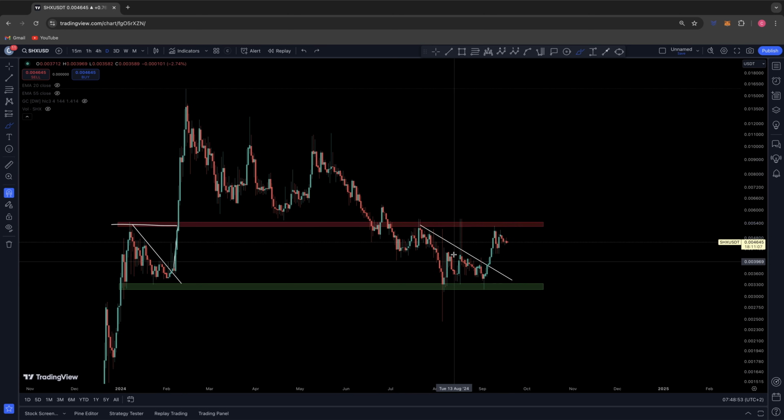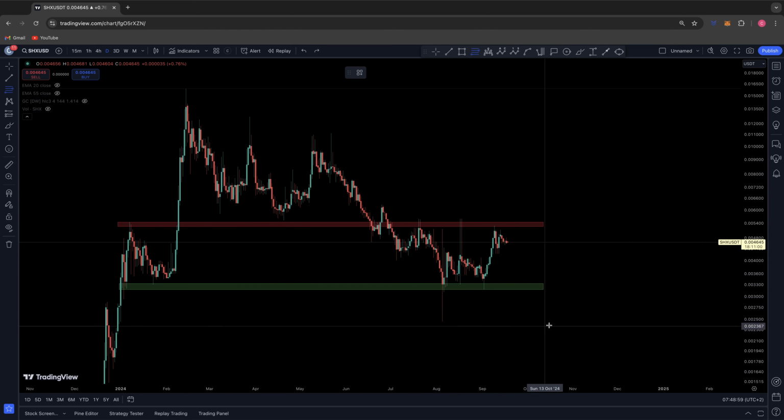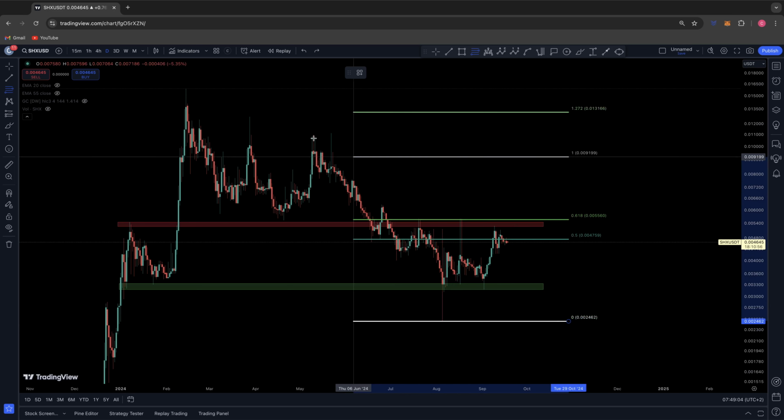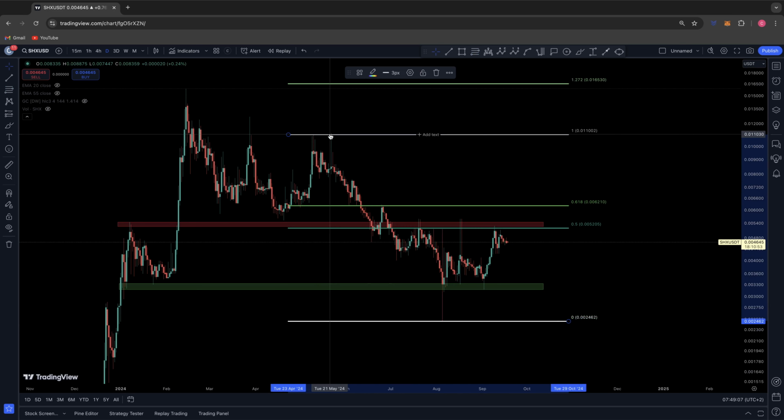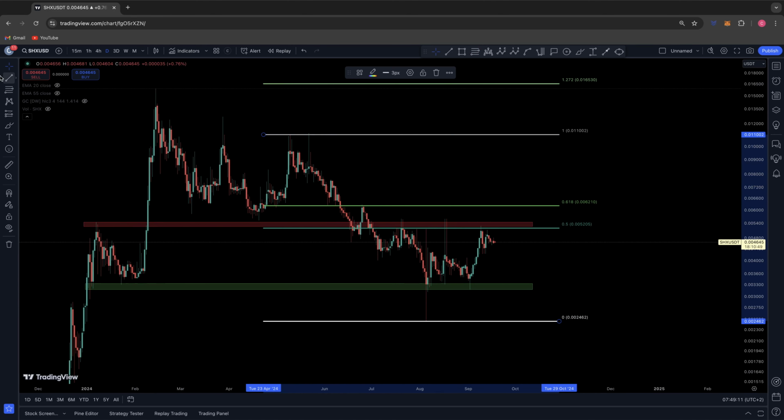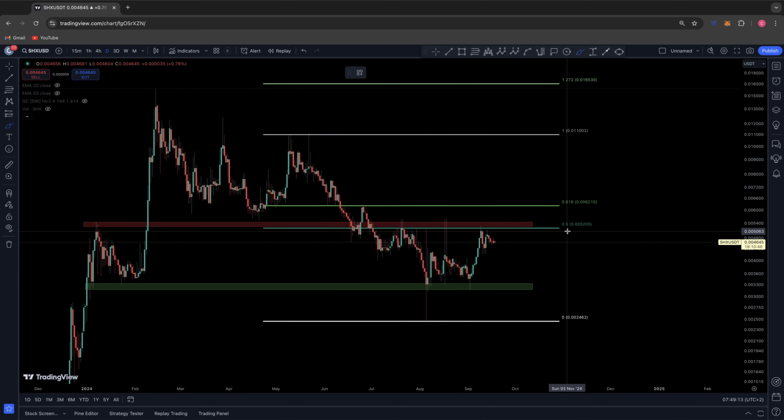So 0.005 is a very strong range of resistance. There is also another reason as to why we have run into this range, and that's from going from the local wick low down here, retracing back up to this wick high of which we fell from and came down to this wick low. What you'll notice is that we've run up exactly to the 0.5 level. To a T, we ran up to it exactly at 0.0052.